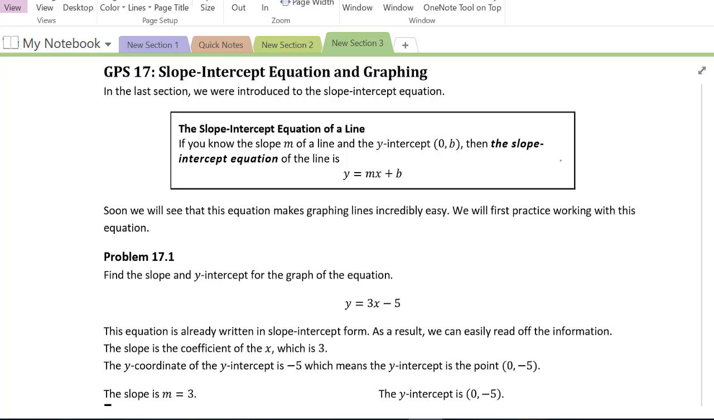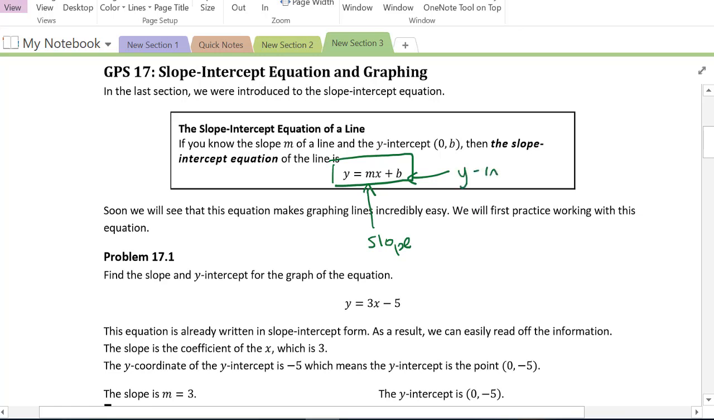Hello class. So in this section we're going to be looking at slope-intercept equation and graphing. The slope-intercept form of a line is y equals mx plus b, which most of you should know by now. When we look at this form, if you remember from before, m stands for the slope, whereas b stands for the y-intercept.